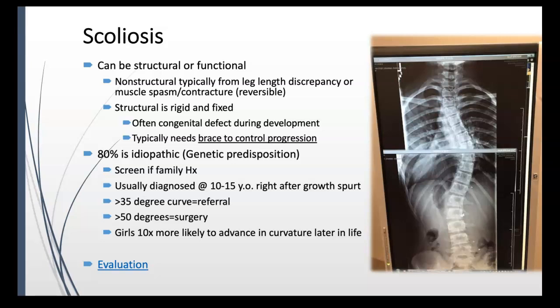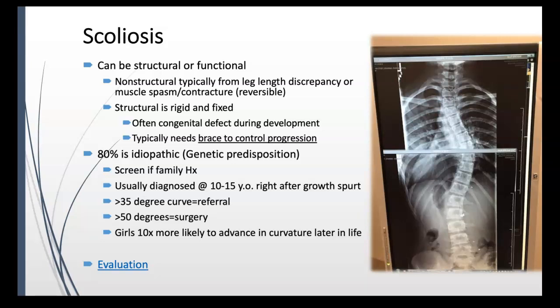And oftentimes it's a congenital defect that develops during development. We see this most often when student athletes all of a sudden, they're 4 foot tall, and they come back and they're 6 feet tall. So typically it can be growth related, and it will need some type of brace. When I talk about a brace, I'm talking about a corset to control the progression.